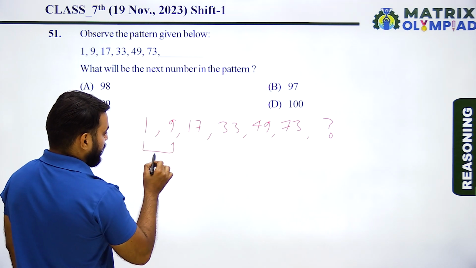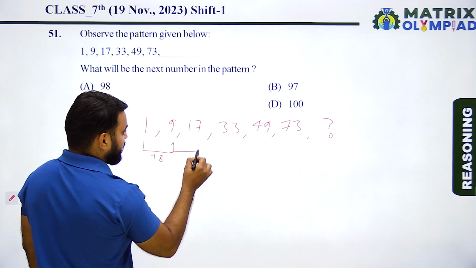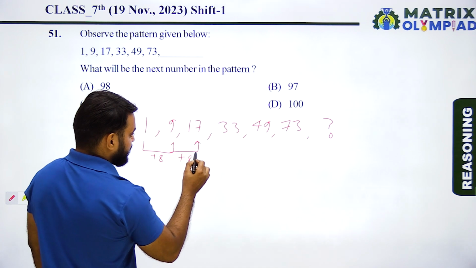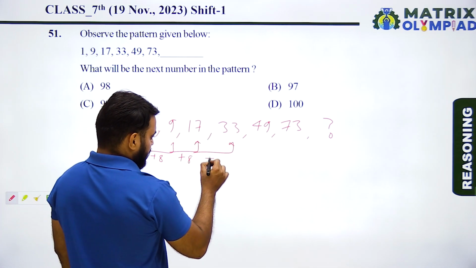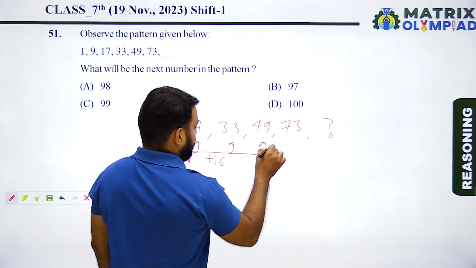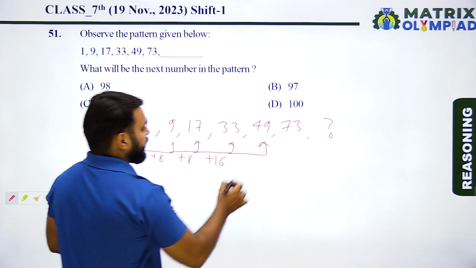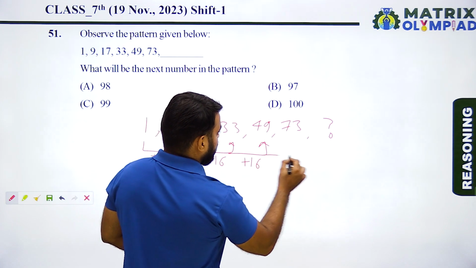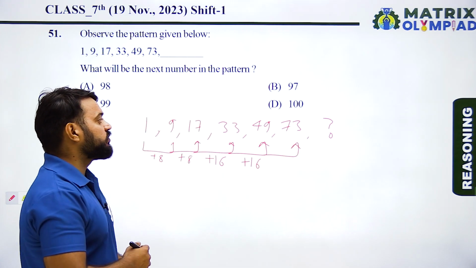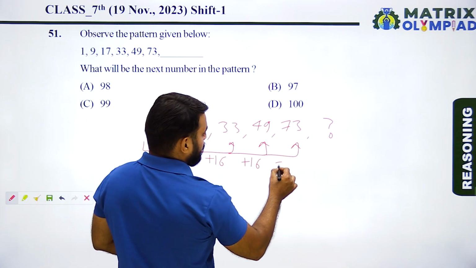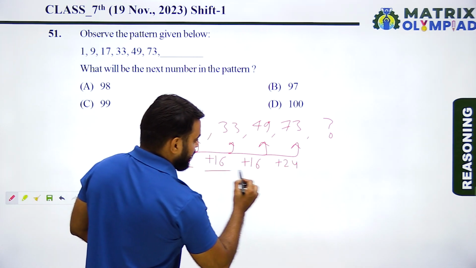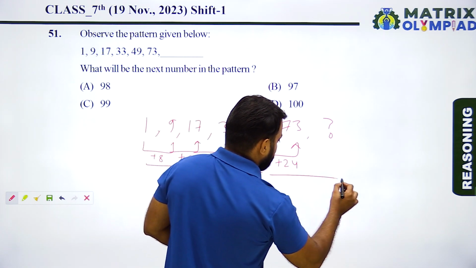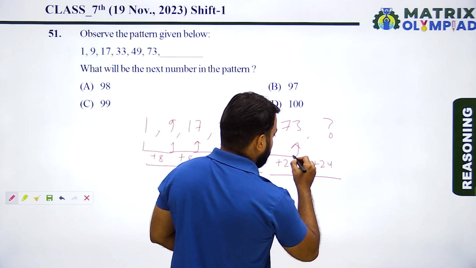From 1 to 9, it means plus 8. 9 to 17, it means again plus 8. 17 to 33, it means plus 16. 33 to 49, it means plus 16. Now 49 to 73, it means plus 24. So plus 8, plus 8, plus 16, plus 16. Now next is plus 24, and next is again plus 24.